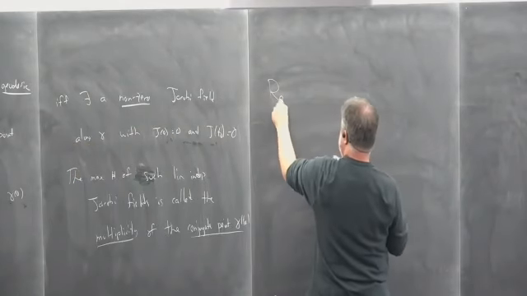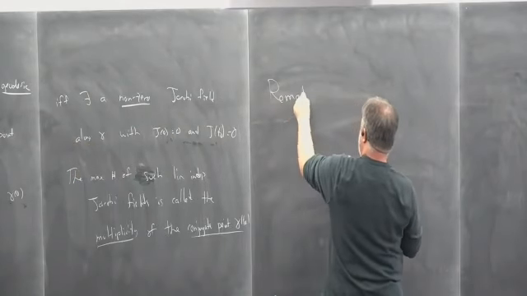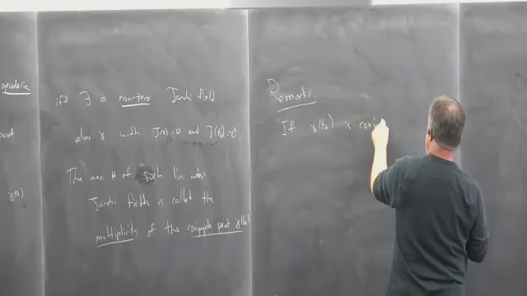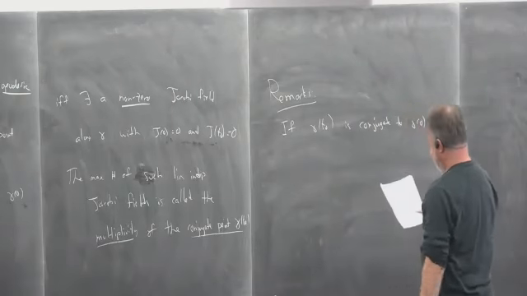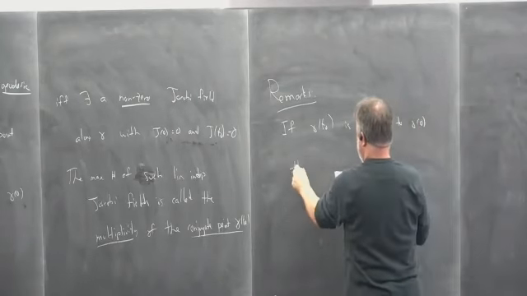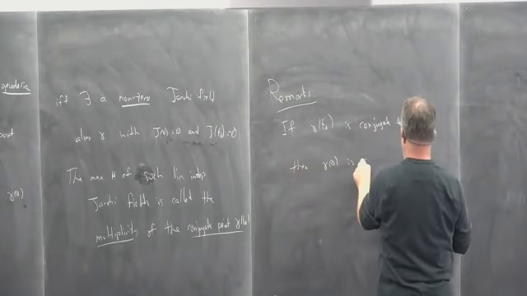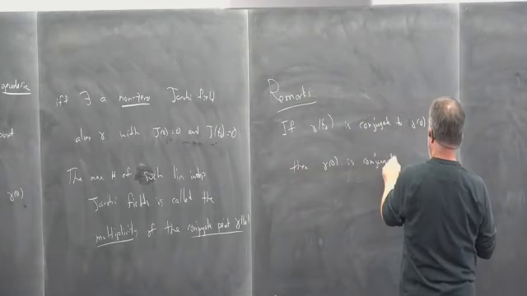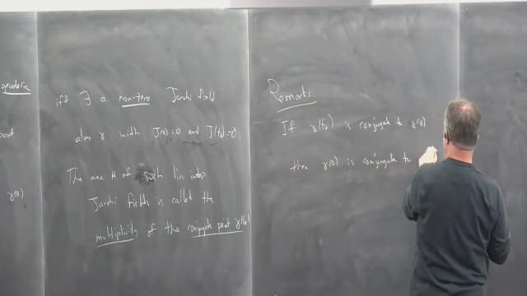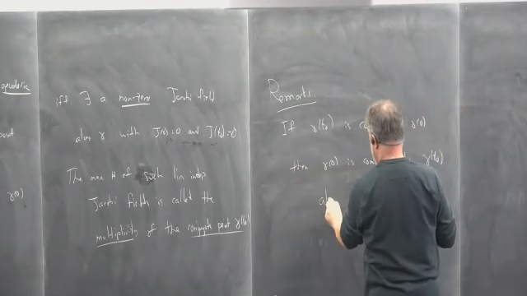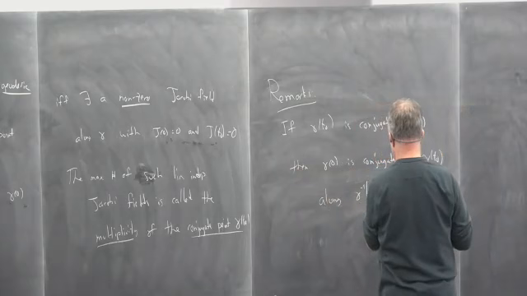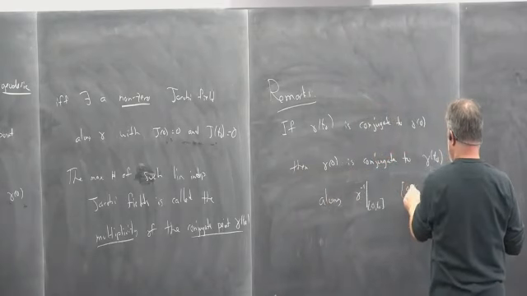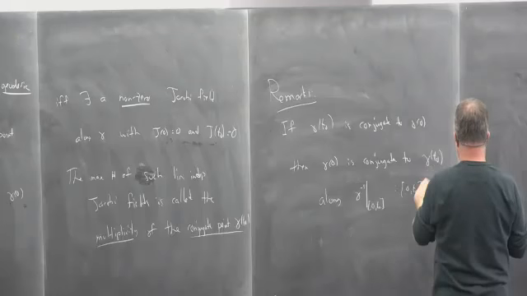So remarks. If gamma of t naught is conjugate to gamma of 0 along gamma, I'm not going to keep writing that, there's only one geodesic in the problem, then gamma of 0 is conjugate to gamma of t naught along gamma inverse restricted to 0 t naught. Okay, and this goes from 0 t naught to M.